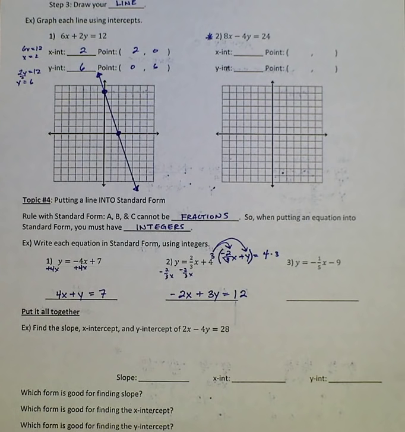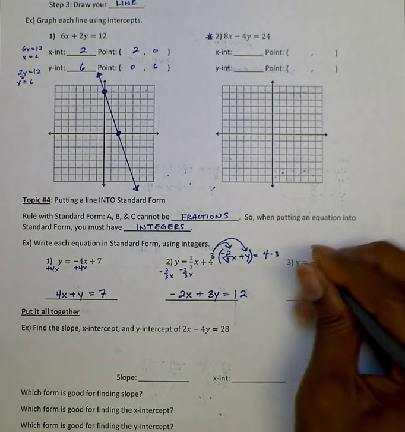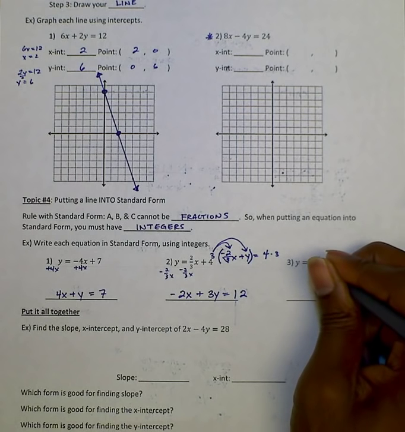Okay. Number 3, we have y equals negative 1/5 x minus 9. Okay. So, how many have I given you? This will be the third one. I'll do it with you. You can pause the video, try it on your own, come back and see if you went through the same steps.